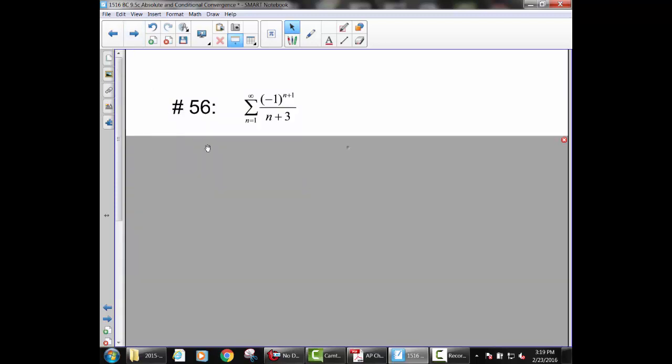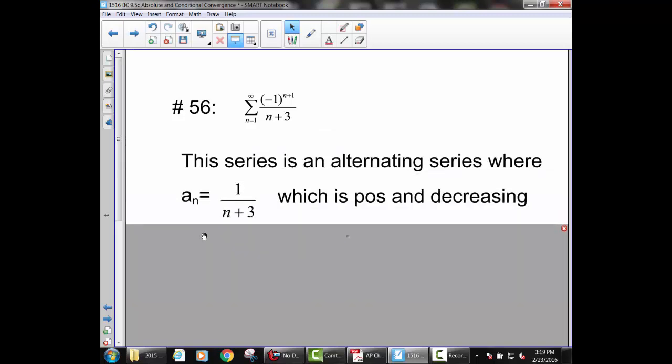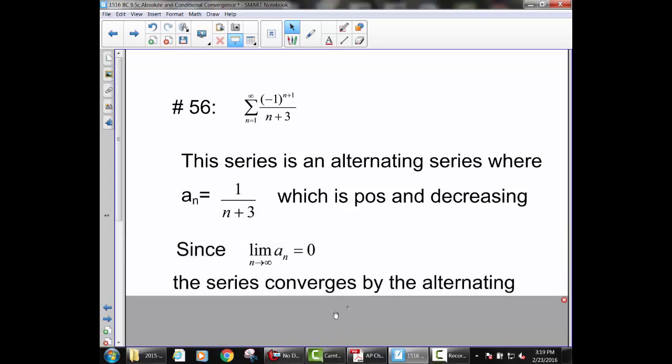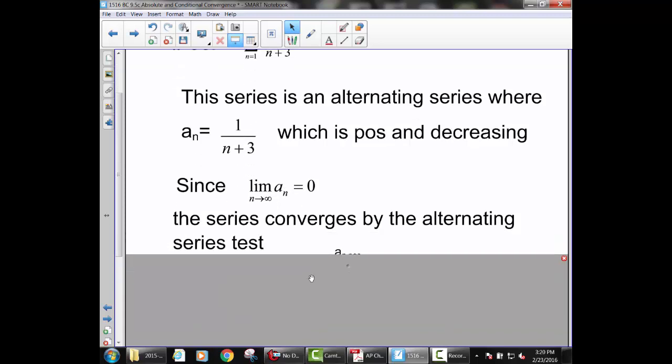So here's number 56, obviously an alternating series. This series is an alternating series where the an, remember the whole thing here is the un, but if we take away the (-1) to the power part, we're left with 1 over n plus 3. So this is positive, this is decreasing, so it is an alternating series test, and we find the limit as n goes to infinity of an, which in our case is 0. So the series converges by the alternating series test.